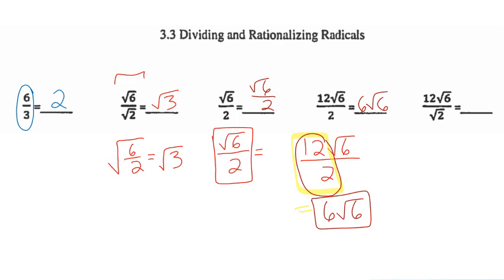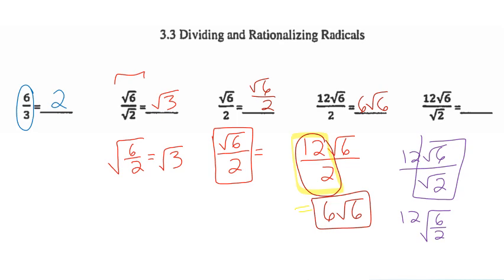And then the last problem, 12 radical 6 over radical 2. If they're both in a radical, they can divide. And we'll actually learn that there's a couple ways we can do this problem, but we can put them under the same radical, and we'll get 12 radical 3.